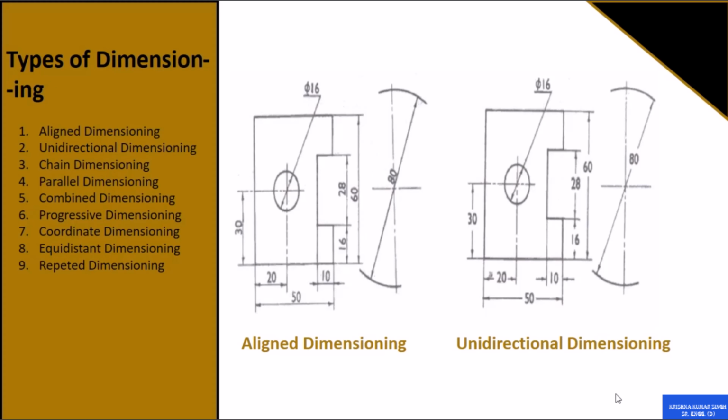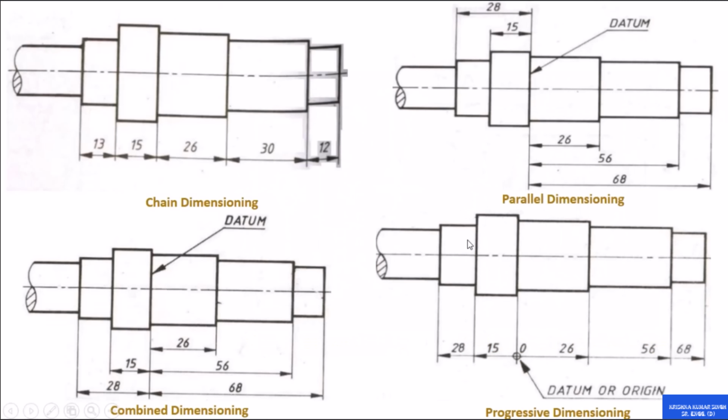Here you can see aligned dimensioning and how it is different from unidirectional. Aligned dimensioning is aligned according to the dimension line, whether horizontal or vertical. But in unidirectional, you will find every dimension in a single direction, like all the dimensions reading in the same direction. Next you can see chain dimensioning, which is like a chain, and parallel dimensioning, which is like a parallel set of lines. The combination of both is known as combined dimensioning.